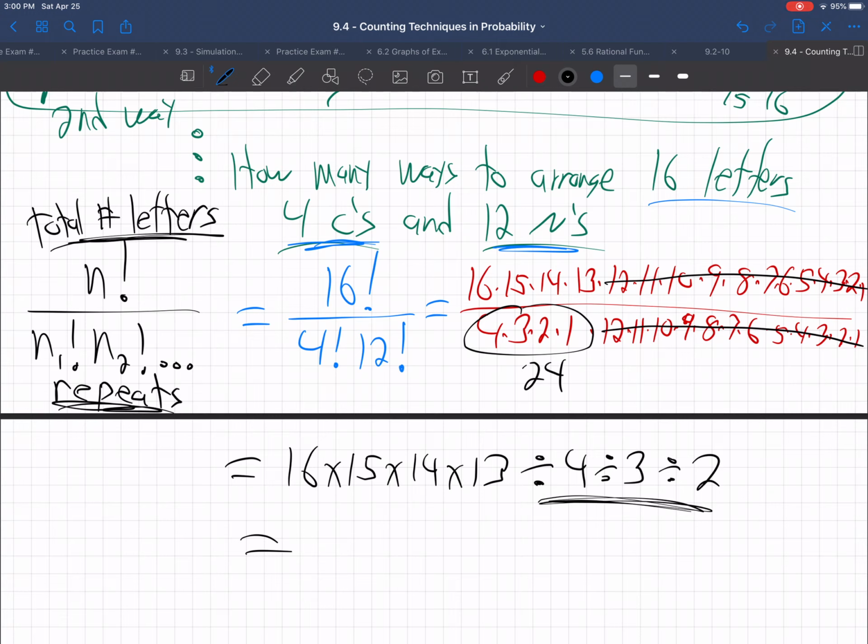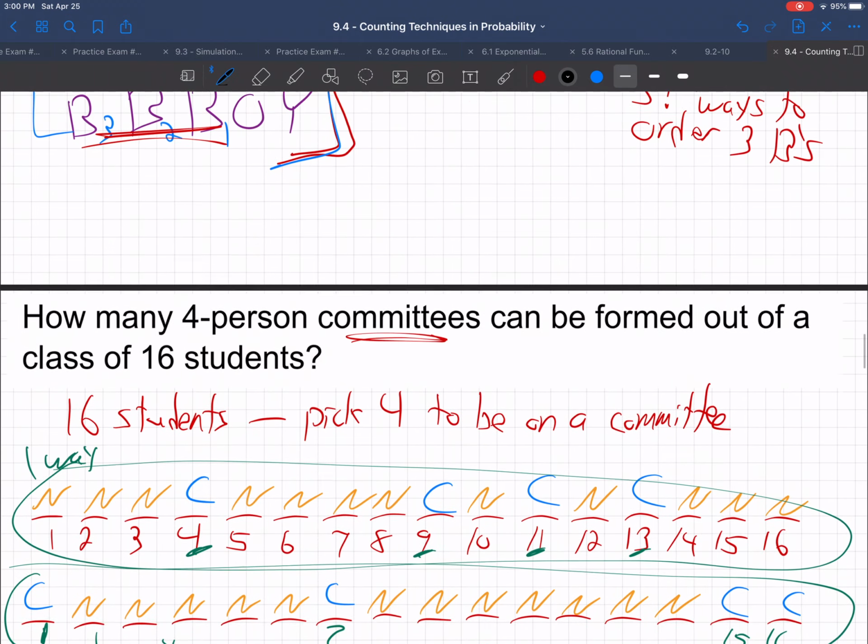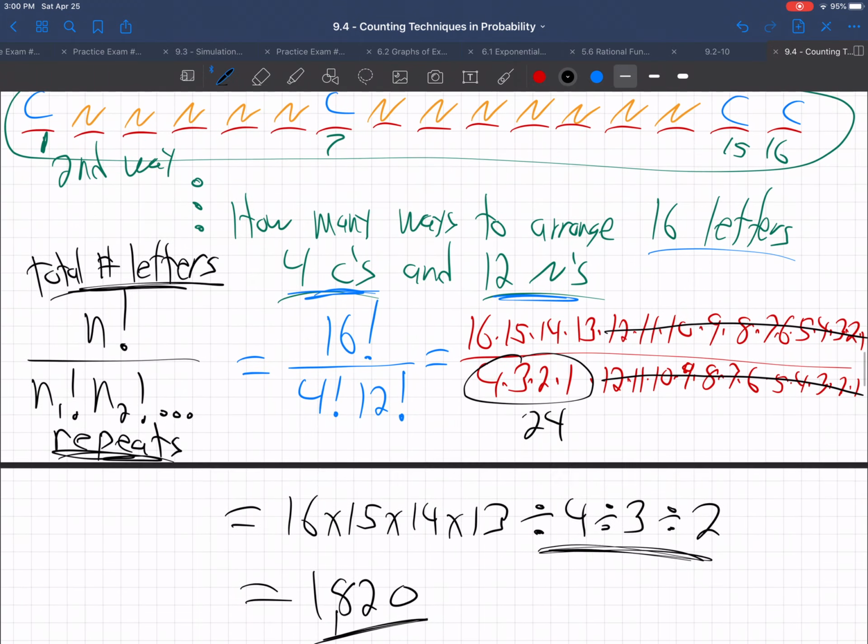And I'm getting 1820. There's 1,820 different ways you could choose 4 of those students, of those 16 students, to be on a committee. 1820. So there we go.